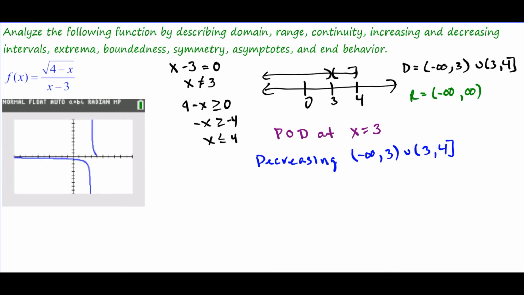Next, we want to talk about any extrema. Do I have any maximum or minimum values? I don't have any overall absolute max or min values because my range is going from negative infinity to positive infinity. But right here, I do have a local minimum. We have a local min, and that is at the point (4, 0). Next we want to talk about the boundedness of the graph. This graph goes down forever, this graph goes up forever, so the graph is unbounded.